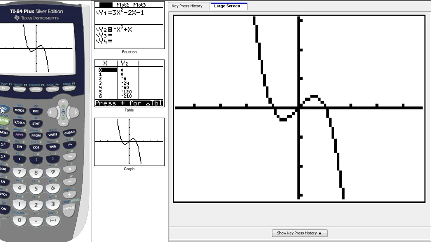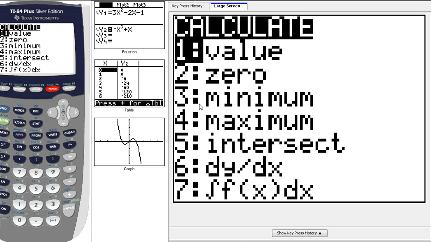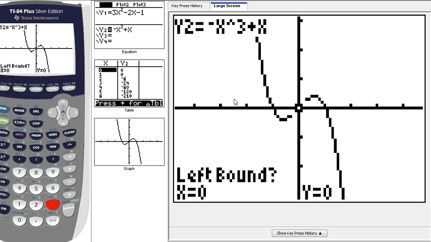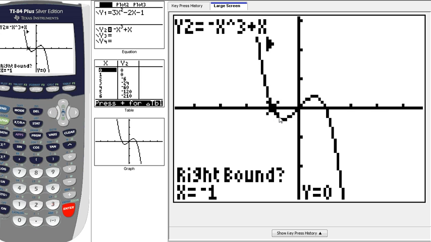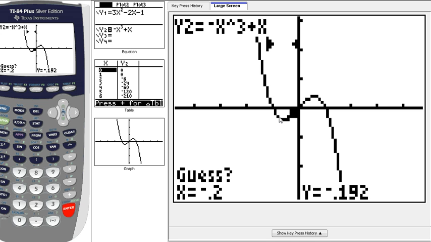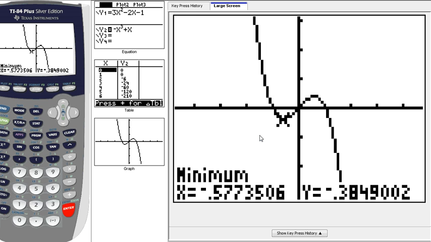Again, you press the second calculate button, and let's do the minimum first, so press number 3. Go to the left of this point right here, about right there. Press enter. Now go to the right, about right there. Press enter. Again with the guess, just press enter. That's not all that important at all. And bam. This one doesn't come out to be a nice number, so the minimum value would be negative 0.3849. You can just write that down for the minimum.